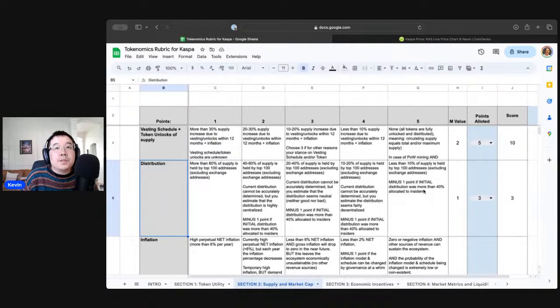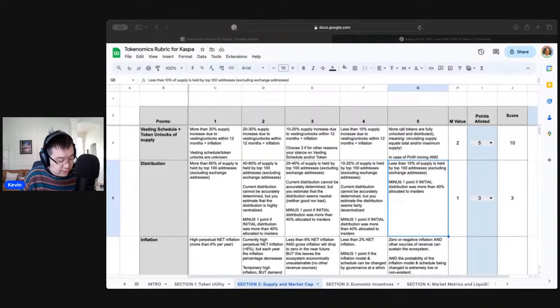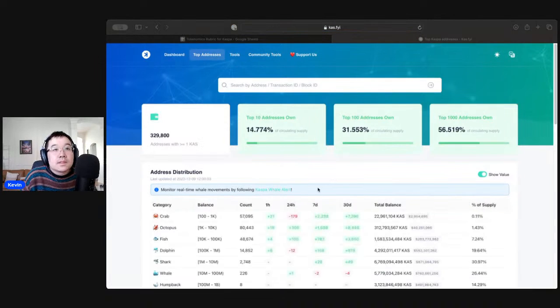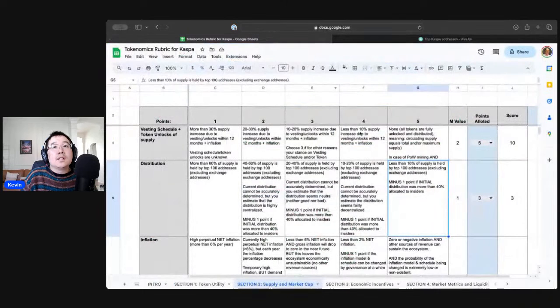Okay, let's see. Distribution. Okay, so now we want to look at the distribution held by the top 100 addresses. There is a place to do that using the Kaspa FYI. So you see, they show it themselves in this page. This may be hard to find for various projects, but it's easy for here. Top 100 addresses hold 32.401%. So that is right here, 20 to 40% held by top 100 addresses, excluding exchange addresses. So this gets a 3.